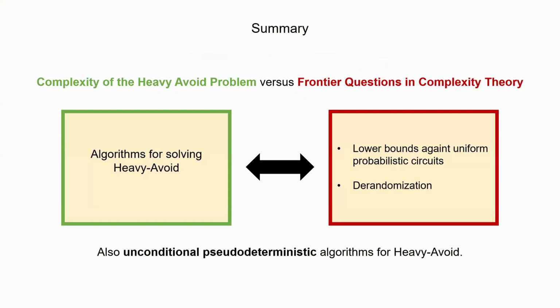Let me begin with a summary. In this paper, we introduce a natural computational task called the heavy avoid problem. We then show that the complexity of this problem is tightly connected to frontier open questions in complexity theory. More specifically, we show that efficient algorithms for solving the heavy avoid problem have significant implications for long-standing open problems, such as proving lower bounds against uniform probabilistic circuits and de-randomization. Some of these implications are even if and only if. Additionally, we obtain unconditional pseudo-deterministic algorithms for solving the heavy avoid problem.